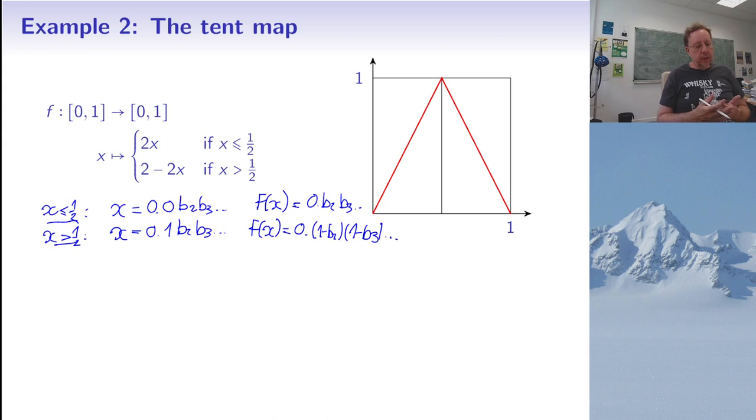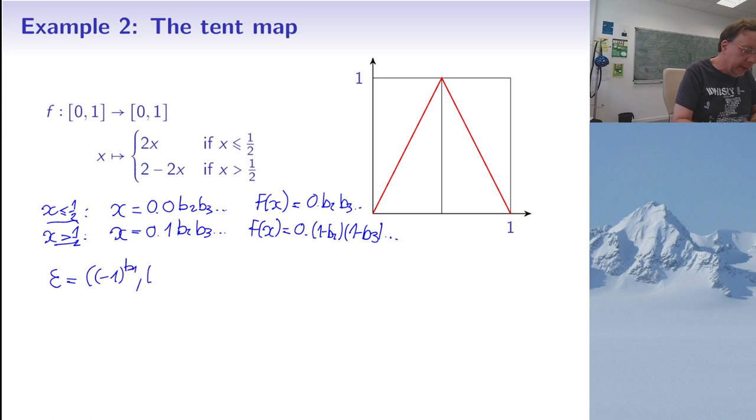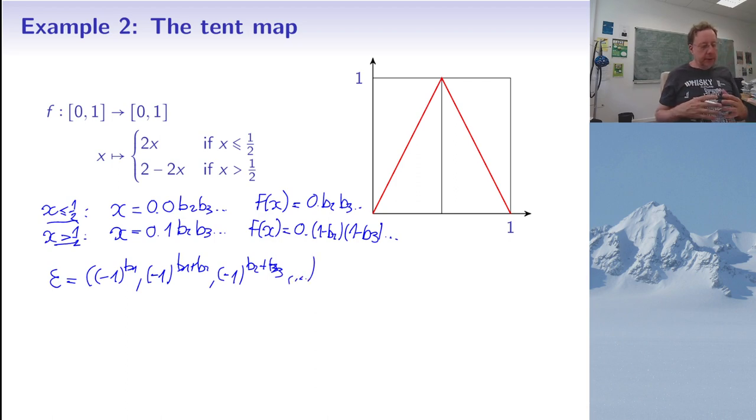So it looks a little bit more complicated than the dyadic map, but actually there's a little trick, which is to say that I will transform this binary representation into another sequence, and its digits will be 1 or minus 1, and they will be given by minus 1 to the power b1, then minus 1 to the power b1 plus b2, then minus 1 to the power b2 plus b3, and so on. So actually what this means is that whenever two consecutive digits are equal, I put 1, and if they are different, I put minus 1.